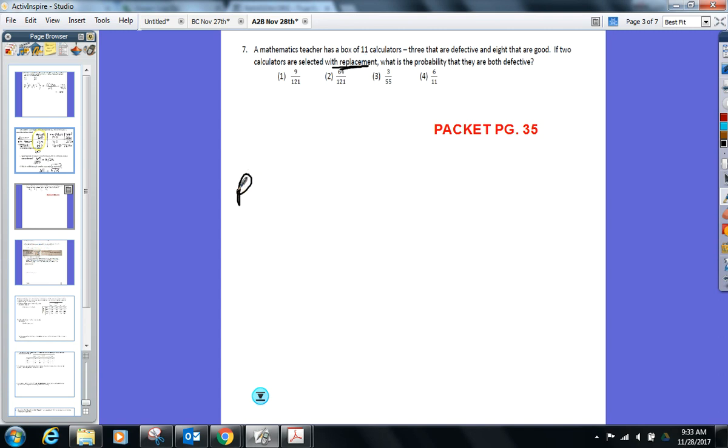All right, here we go. Probability, defective. First pick. What's the probability you get a defective calculator out? How many defective calculators are there? 3 out of 11. What do I do with that defective calculator? Replace it. So now for a second draw, what's the probability I get a second defective calculator? 3 out of 11. And how many times did I just choose? What do you want me to do? Add or multiply then? There you go.